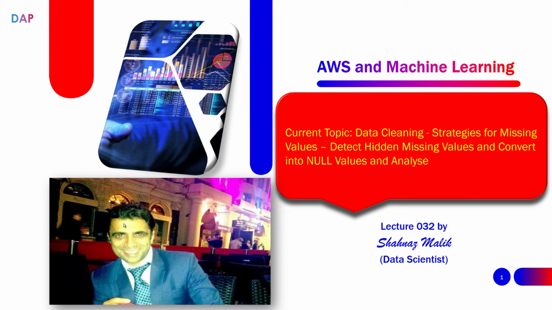Hello everyone, you are watching AWS and Machine Learning, and the current topic for this lecture is data cleaning, strategies for missing values, and detecting hidden missing values. We have been talking about missing values in the previous lecture, but now we will be talking about hidden missing values, converting those into null values and then further analyzing them. This is lecture number 32 in this series, given by myself, Shenaz Malik.